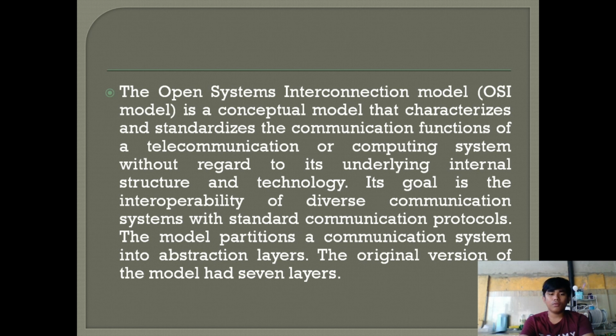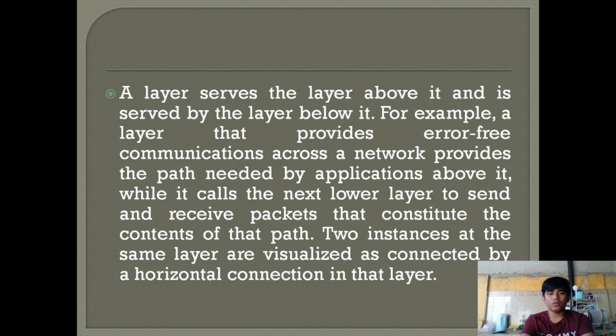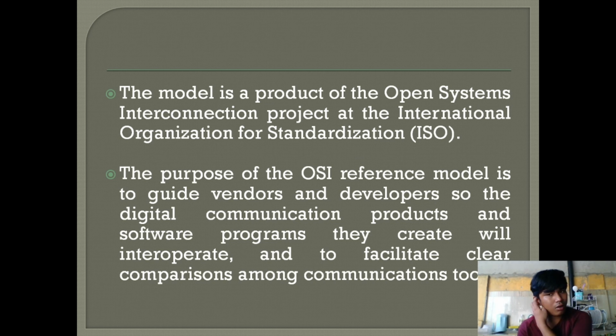The original version of the model had 7 layers. Each layer serves the layer above it and is served by the layer below it. For example, a layer that provides error-free communication across a network provides the path needed by the application above it, while it calls the next lower layer to send and receive the packets that constitute the contents of the path. Two instances at the same layer are visualized as connected by a horizontal connection in that layer. The model is a product of the Open System Interconnection project of the International Organization for Standardization, or ISO.